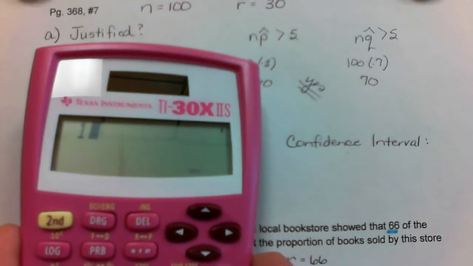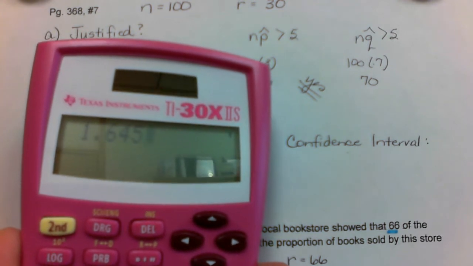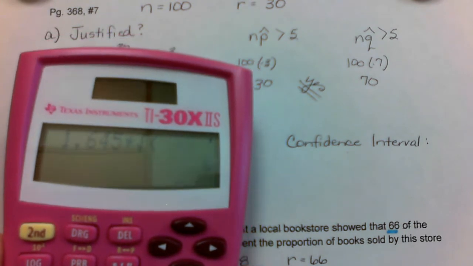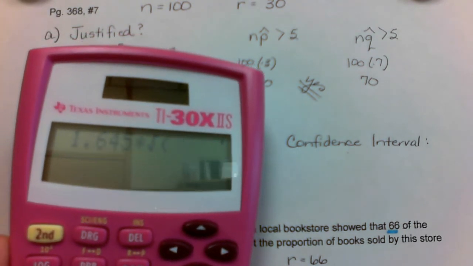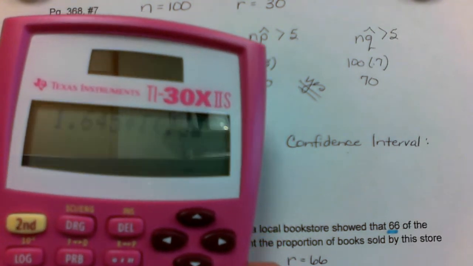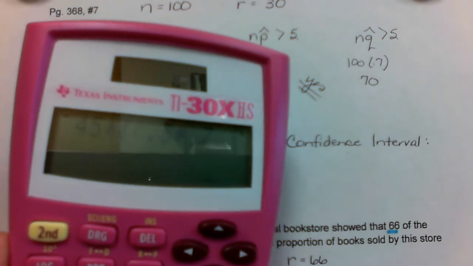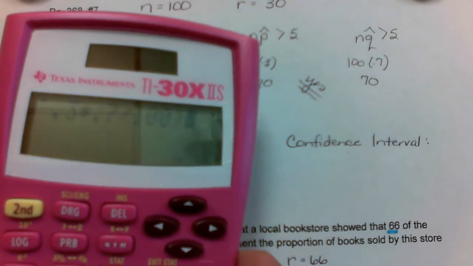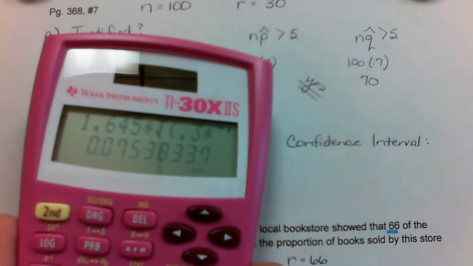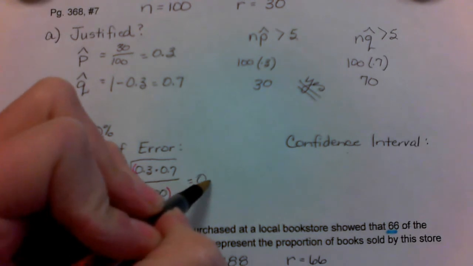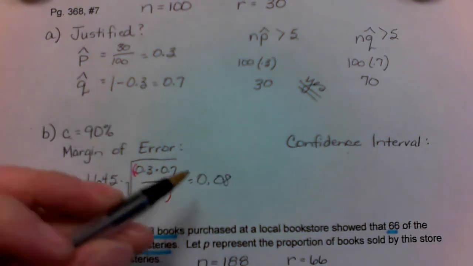So we're going to do 1.645 times the square root, which is second x squared, and it opens a parenthesis, and opens a square root. My calculator automatically opens a parenthesis, so 0.3 times 0.7 divided by 100, and then I close my parenthesis and push equals. And I get 0.075, so I'm going to round that to 2 decimal places, so 0.08. So there's my margin of error, my confidence interval.